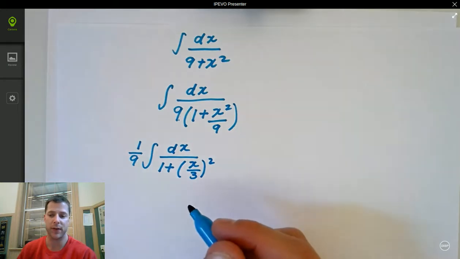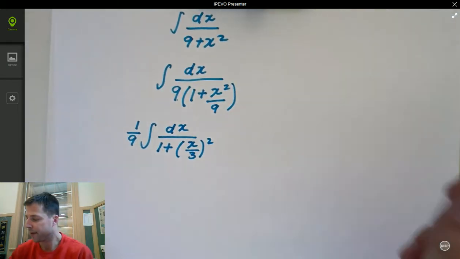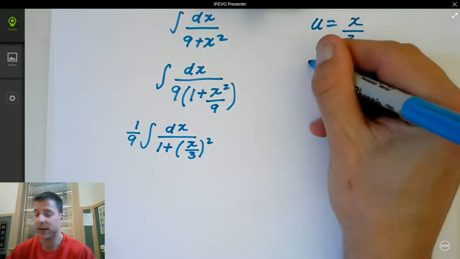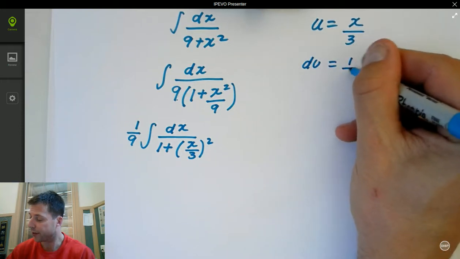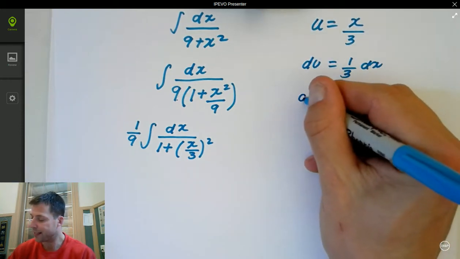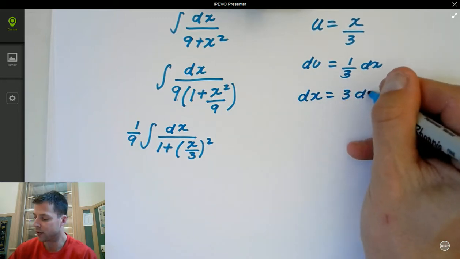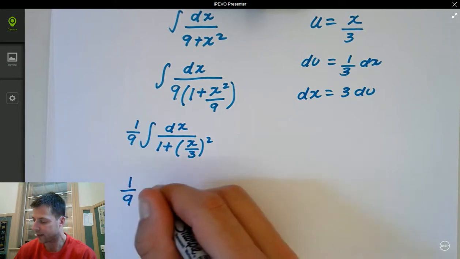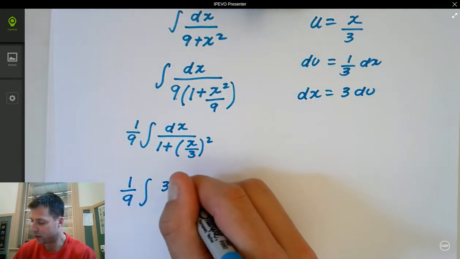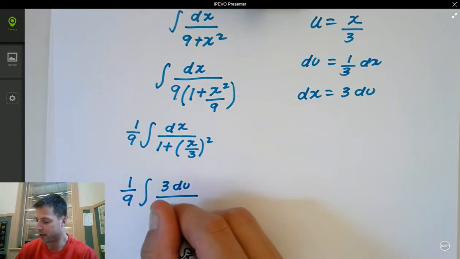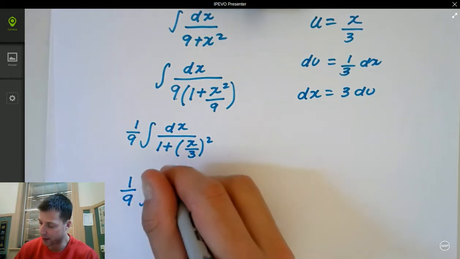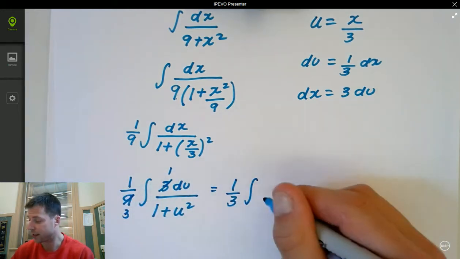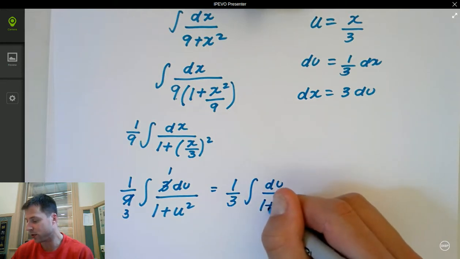So now I have my u value. I've done all this algebra, no u value yet. So u is going to be this value here, x over 3. Well, that means du is equal to 1/3 dx, and that means dx is equal to 3 du. So now here comes the substitution. I substitute what I know back in, leave the 1/9. dx is 3 du, there's the numerator, over 1 plus u squared. The 3 becomes 1, this becomes 3. So technically we're left with 1/3 times the integral of du over 1 plus u squared, and there we go.